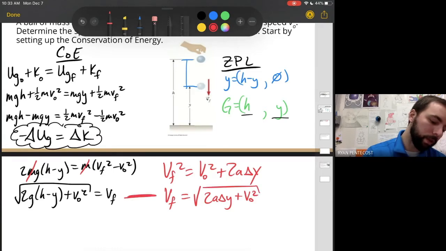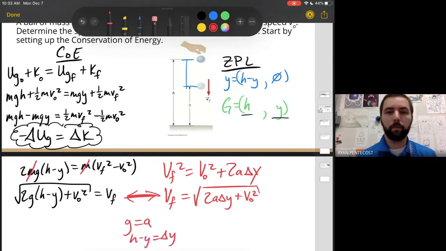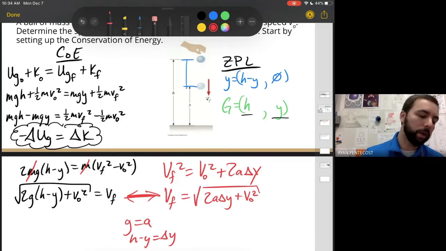Do you see the resemblance between these two? If g equals a, and h minus y equals delta y, then it's basically the same equation, right? We are doing the same thing that the third kinematic equation does. The only difference is we used conservation of energy to arrive at that.